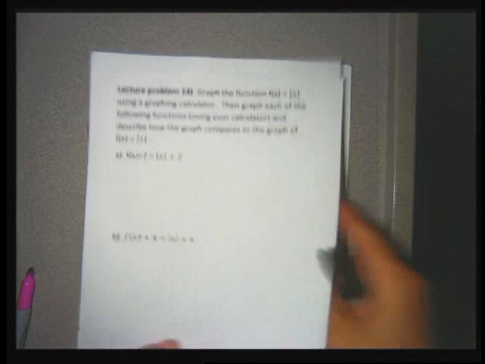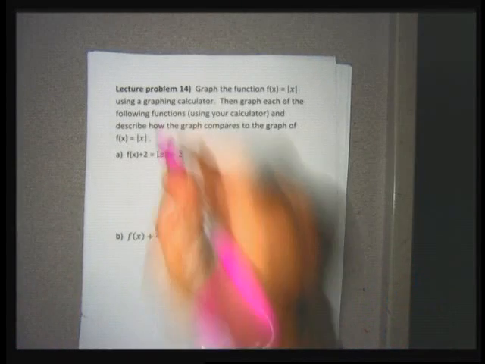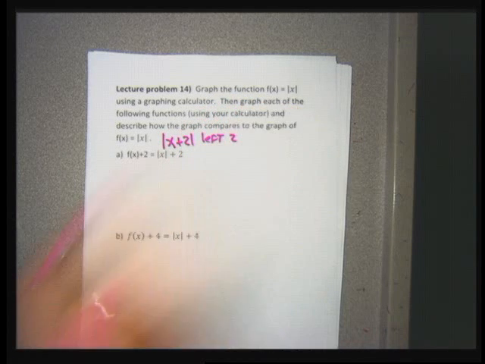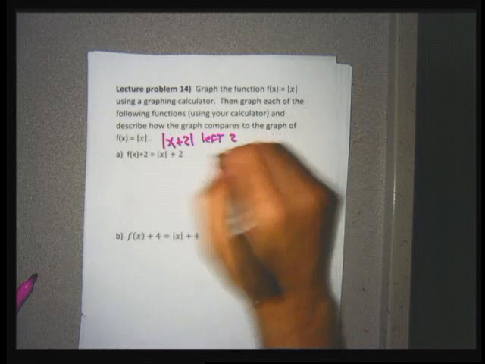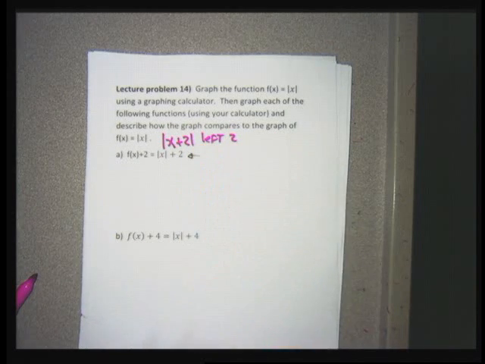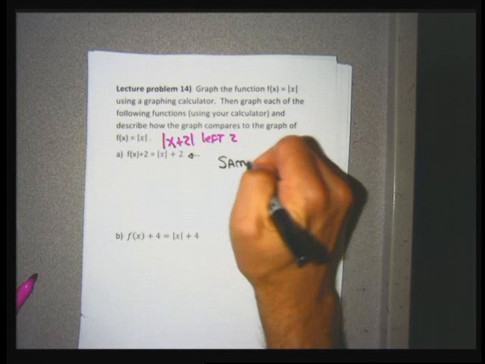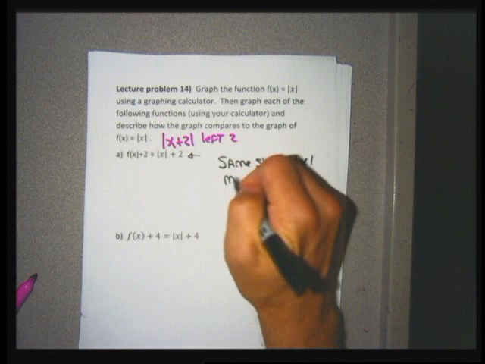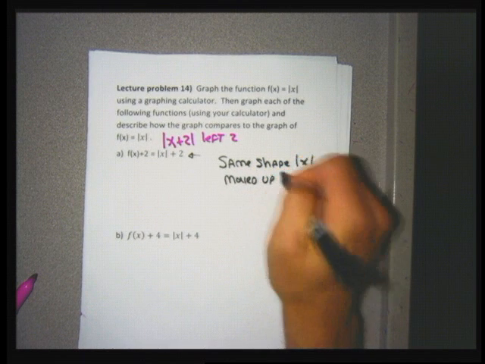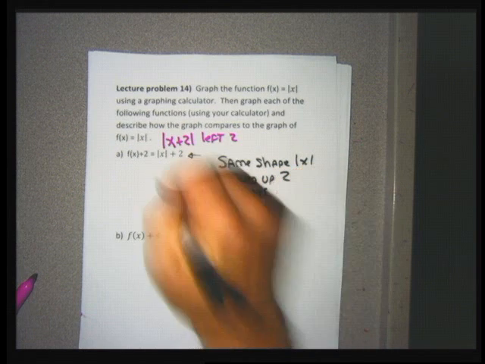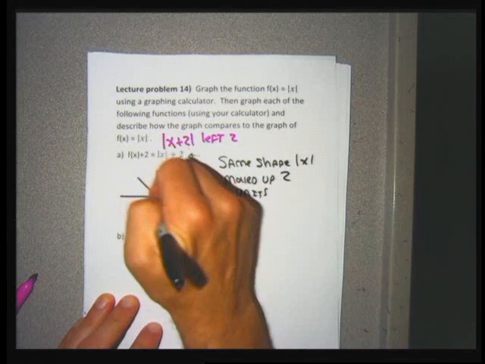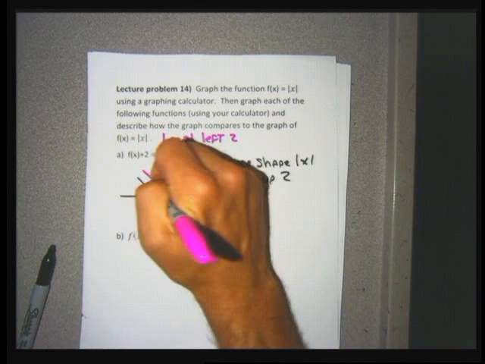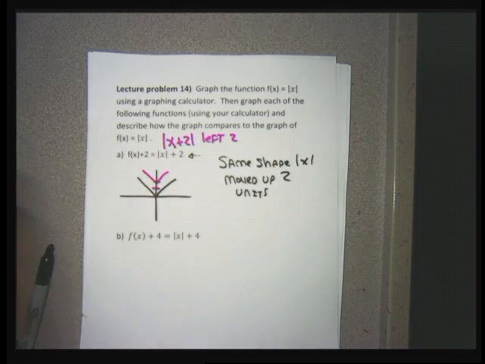This works with absolute values the same way. If I wanted to compare the absolute value of x to the absolute value of x plus 2, that would move the graph left 2. But this particular function that has the plus 2 after the function is going to give me that same V. It's going to give me exactly the same shape as the absolute value of x, but it's going to be moved up 2 units. And when I go to do these on my calculator, I know that the absolute value of x is that generic V. This is also going to be a generic V, but it's going to be a generic V that's moved up 2 units. It's going to look something like that.